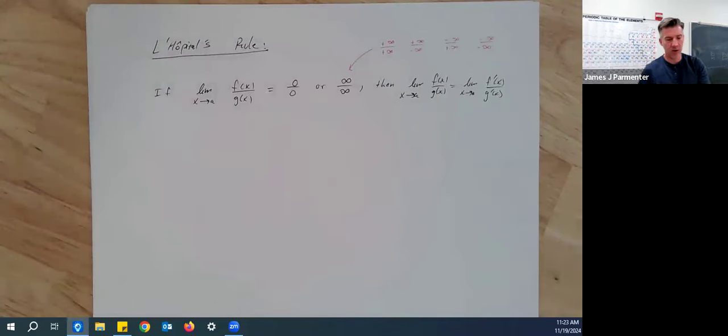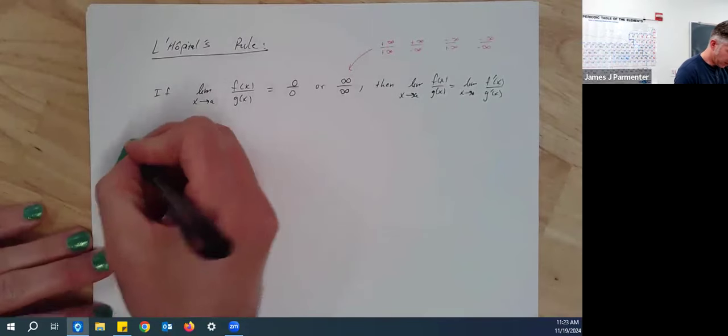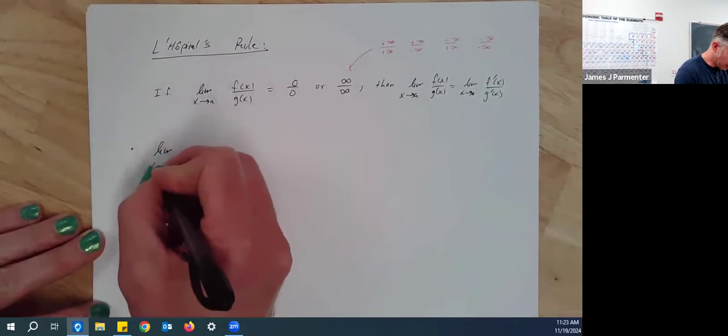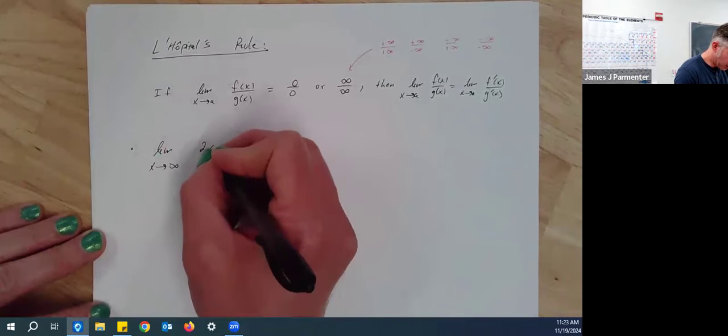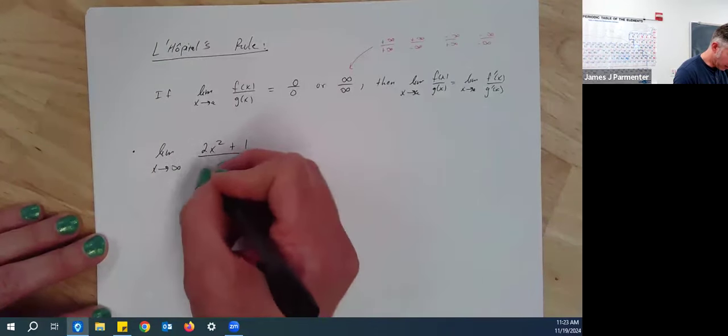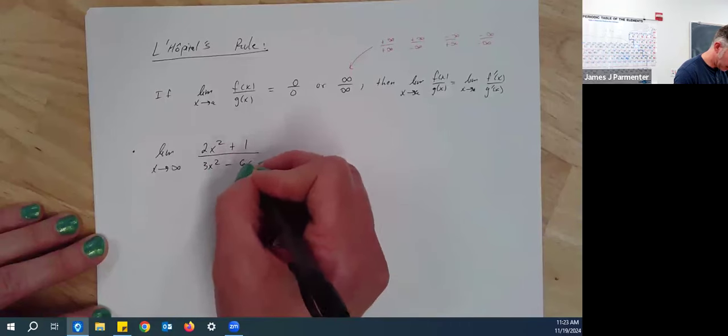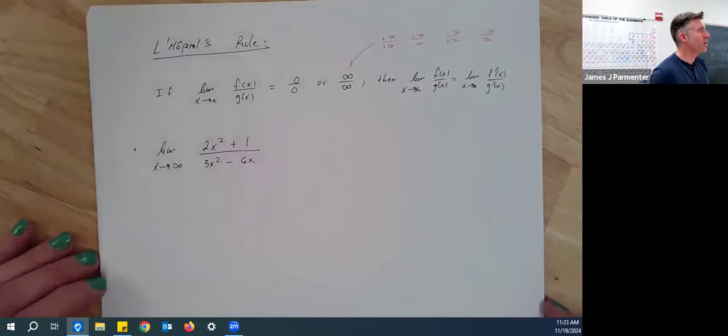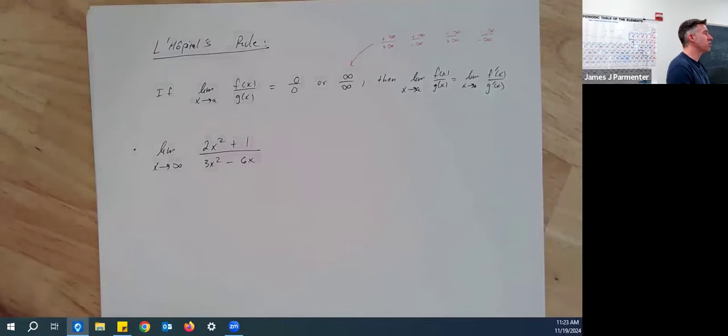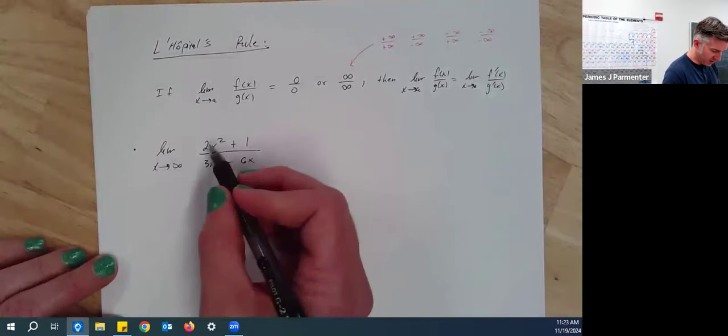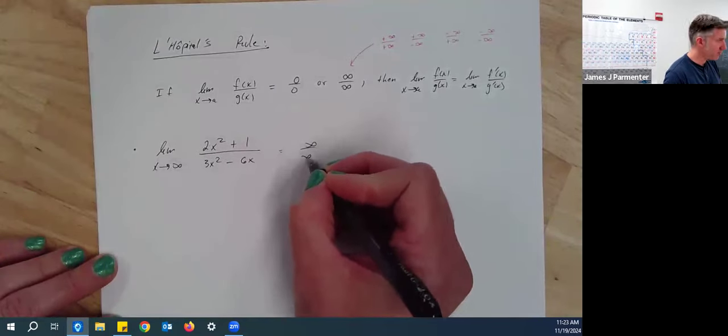Let's do a couple of examples we already know the answers to. For example, the limit as x goes to infinity of (2x squared plus 1) over (3x squared minus 6x). We already know that the answer to this limit is going to be how much? 2/3, right? Because it's the limit to infinity where the degree on top and the degree on the bottom are the same, and the limit is the quotient of the leading coefficients. But you could also use L'Hopital's rule here. If you plug in infinity, you get infinity on the top, you get infinity on the bottom.